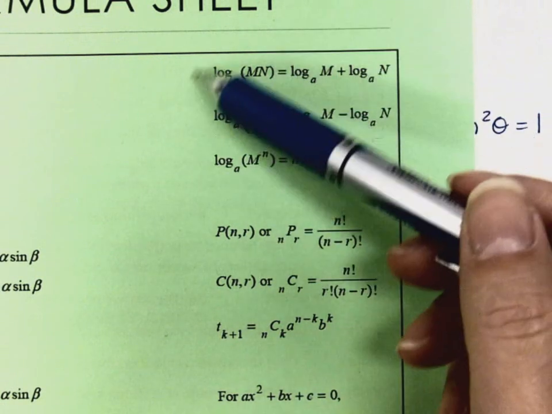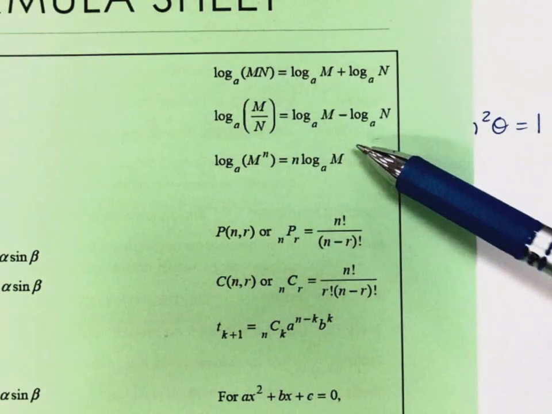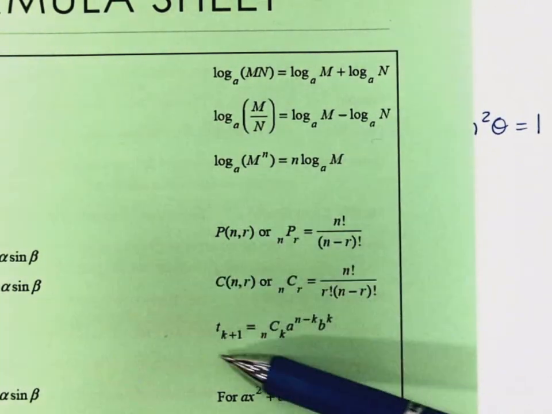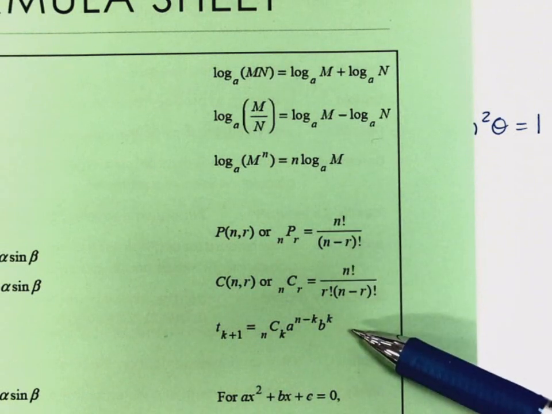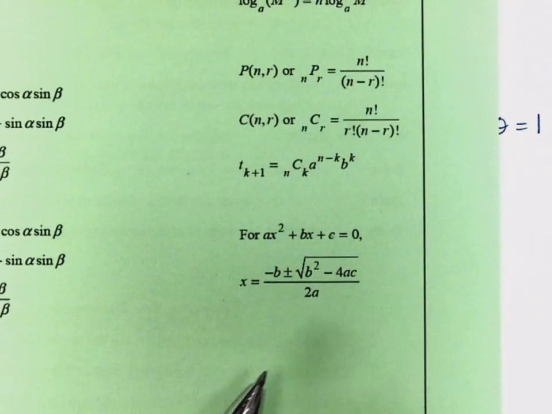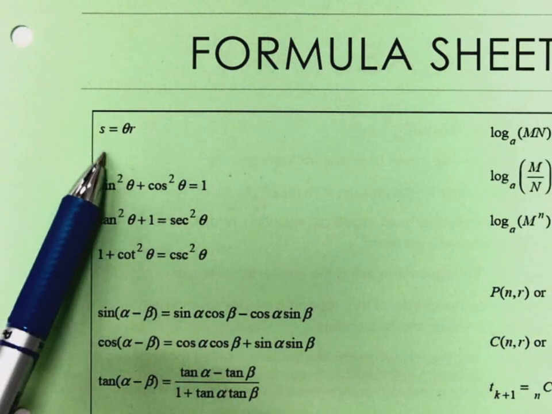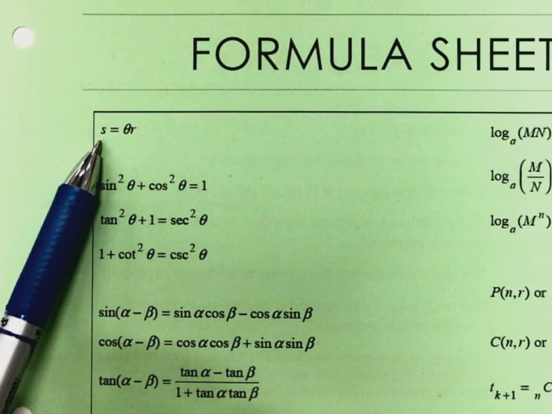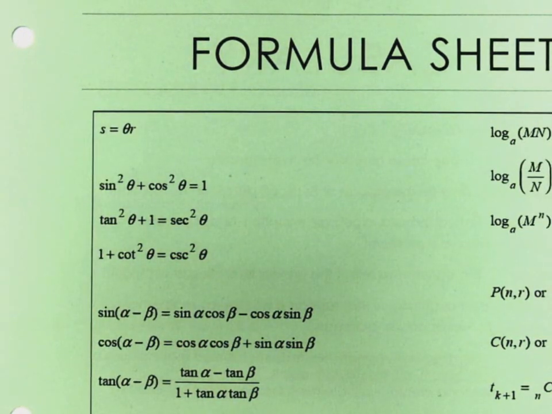Logarithm functions, chapter 8, and permutations and combinations, and binomial expansion is chapter 11. And really, ladies and gentlemen, there's your quadratic, and there is your arc length. And that's really it on your formula sheet that you get. Everything else you have to store in your brain.